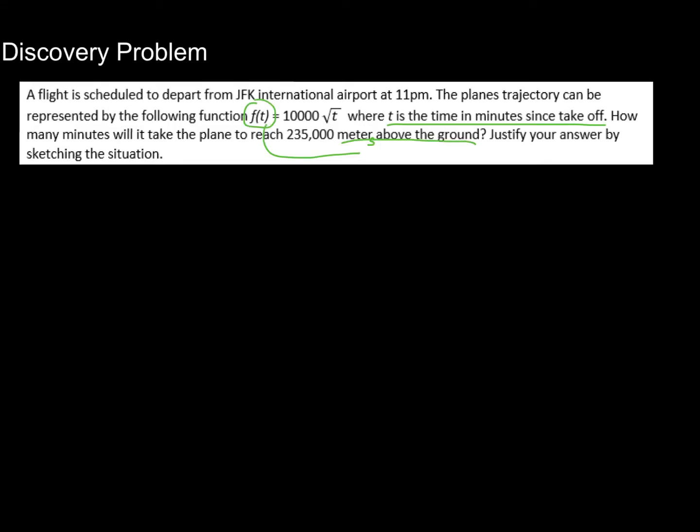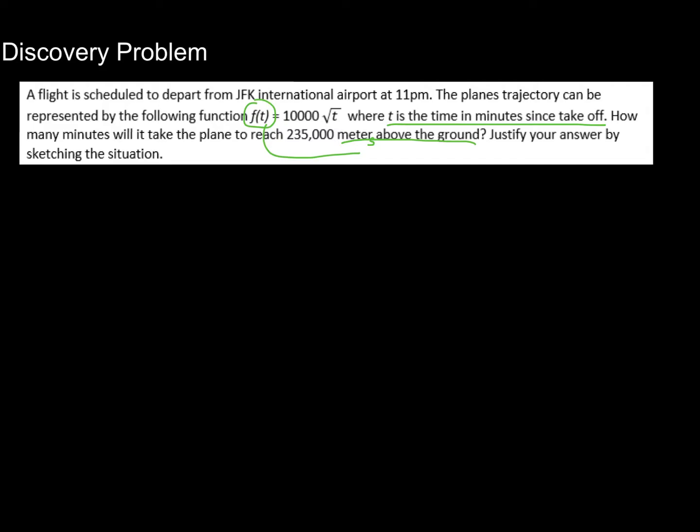All right, so two things here. The first is that t is the time in minutes since takeoff. So for example, if we take off at 11 p.m., 60 minutes later will be midnight, 12 a.m., and that will be when t is 60. And f of t, so the output, is the number of meters above the ground. So we want to know when the plane is going to reach 235,000 meters above the ground.